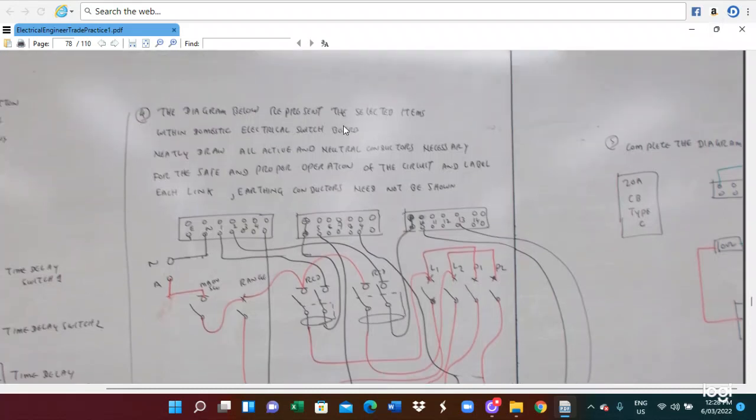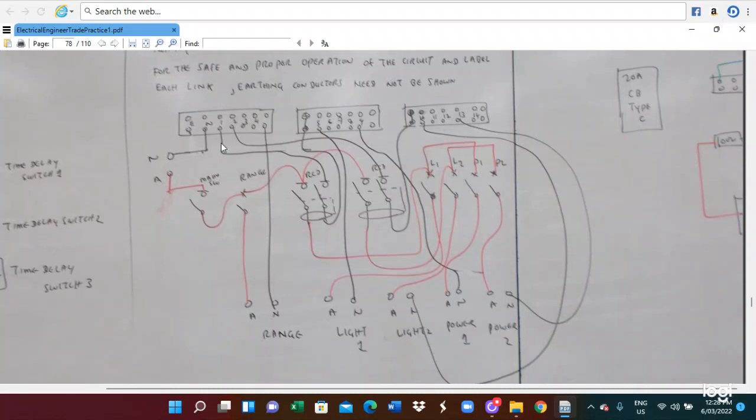Here is a diagram. This is for the neutral link, unlink, and also the RCD. Light 1, light 2, light 3, power 1, power 2, and this is light and the electric range. So there's a connection diagram.